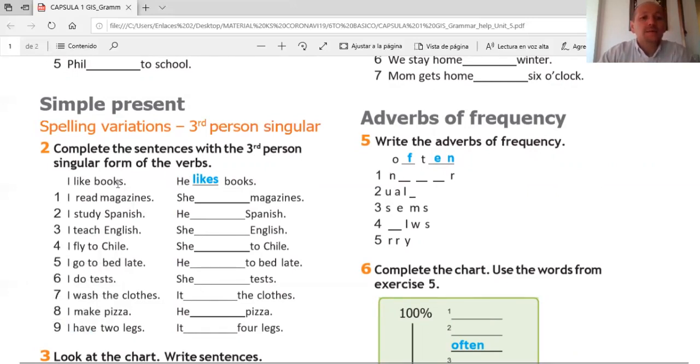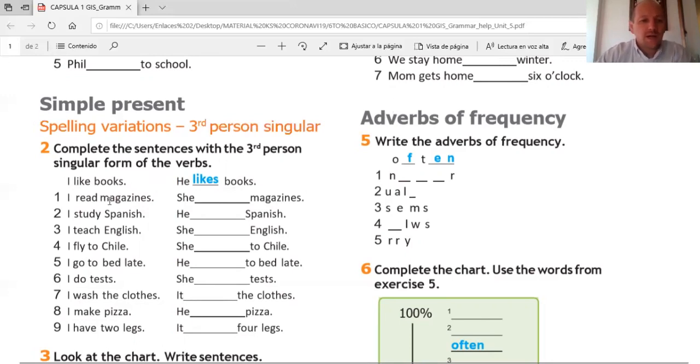¿Ok? Number one, I like books. He likes books. Number one, I'm sorry, that was the exercise. Number one, ahora sí con el número uno. I read magazines. She reads magazines.